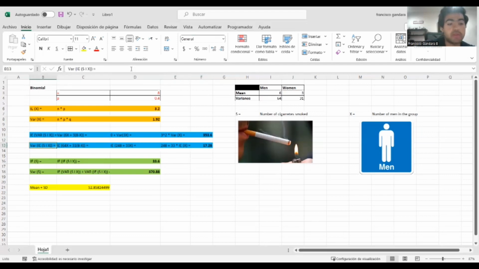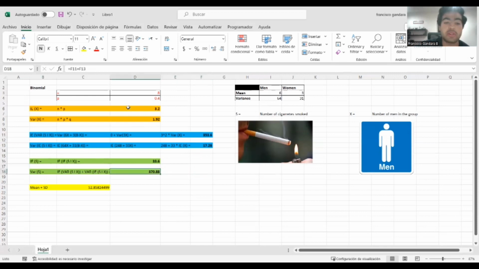Now, for the variance of the expectation of S given X, we first have to seek the expectation of S given X. We can compute it as 64X plus 31(8 minus X), which is quite the same as the variance given ahead, but the difference is we're going to use the variance instead of the mean for the parameters here. So that will give us the expectation of 248 plus 33X. That will give you 248 plus 33 times the expectation of X, and that's 17.28.